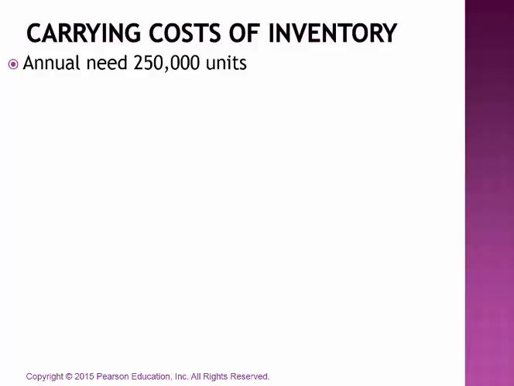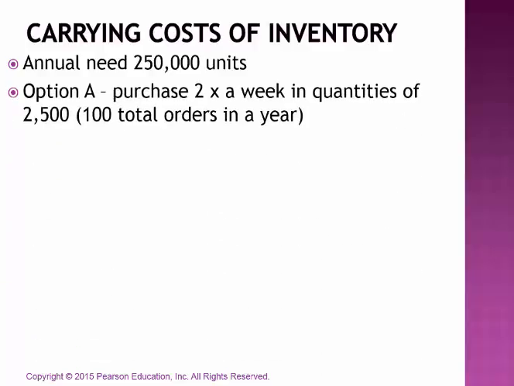We can place purchase orders whenever we want, and we can order a certain amount each time we place a purchase order. For our example, we're going to look at it two different ways. Under option A, we can submit purchase orders 2 times a week in quantities of 2,500. We're just going to say that's 2 times a week for 50 weeks, for a total of 100 orders, with 2,500 units for each order.